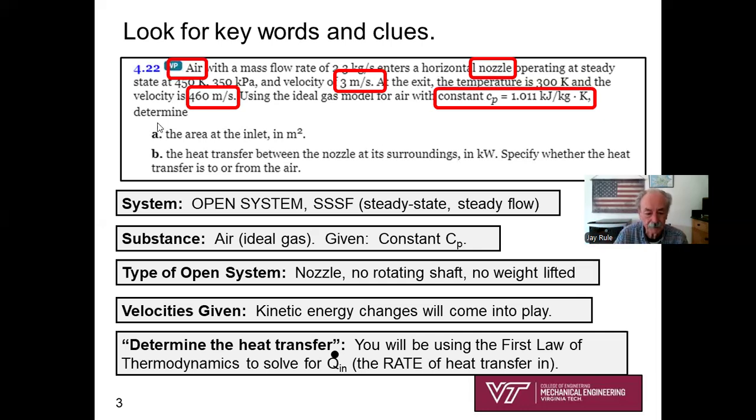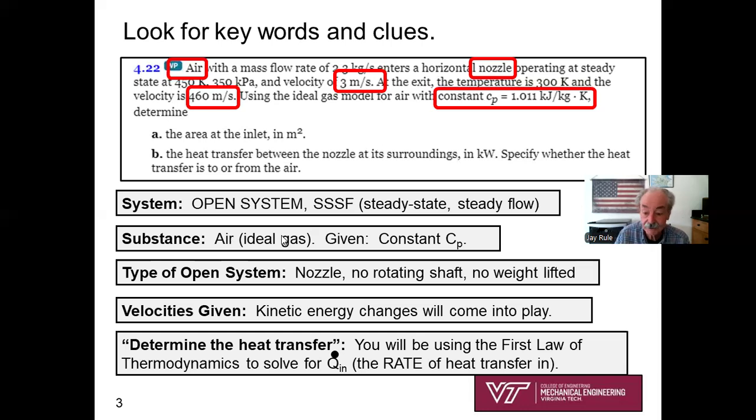All right, so let's see what bullet items of what we've got. We've got an open system, steady state, steady flow. So that says the mass flow rate going in exactly matches the mass flow rate going out. In other words, this nozzle is not getting fatter or skinnier as time goes by. Things within the nozzle are not changing in time. Steady state, steady flow.